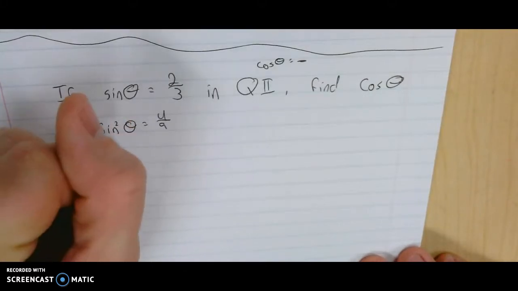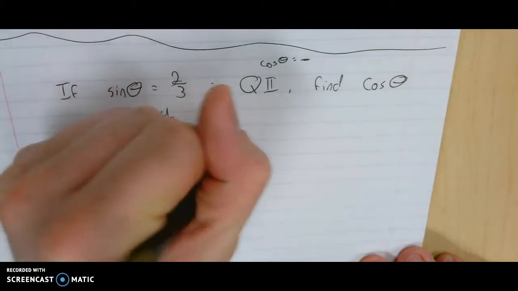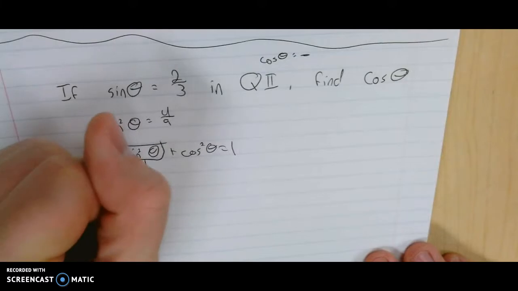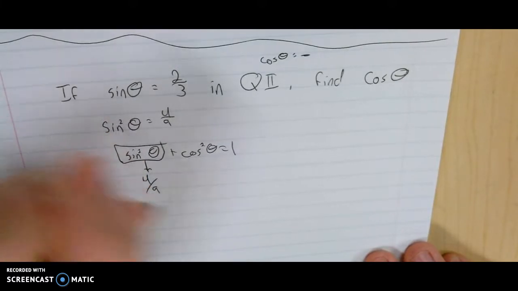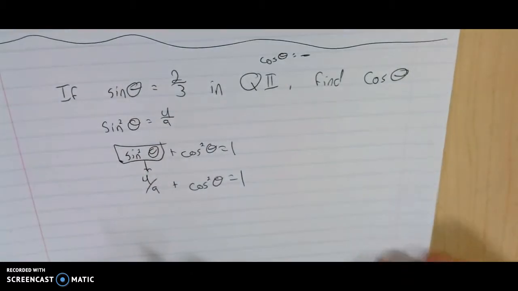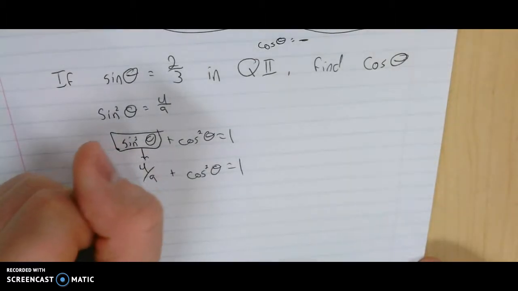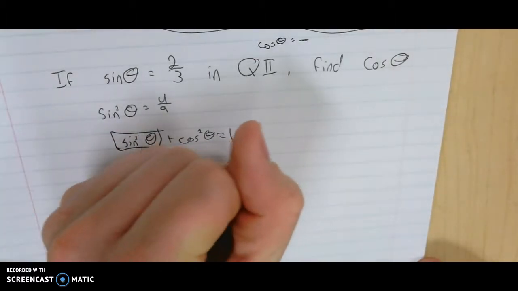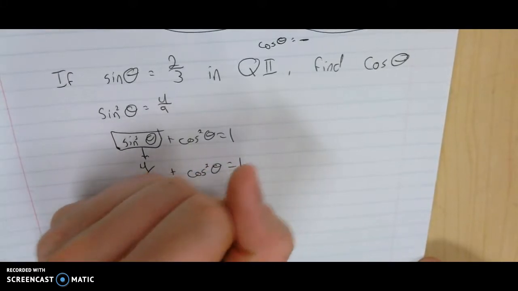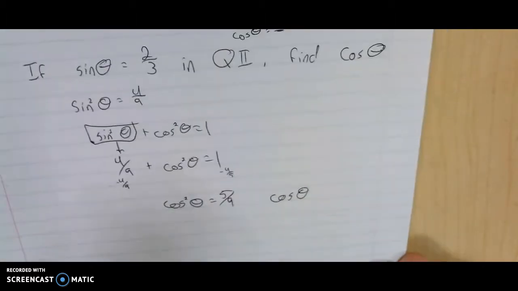I've got sine squared theta plus cosine squared theta equals 1. We already discovered that sine squared theta was really just 4/9. So 4/9 plus cosine squared theta equals 1. We will subtract this to the other side, so we're subtracting the 4/9. Cosine squared theta equals 5/9. Square root to find cosine.